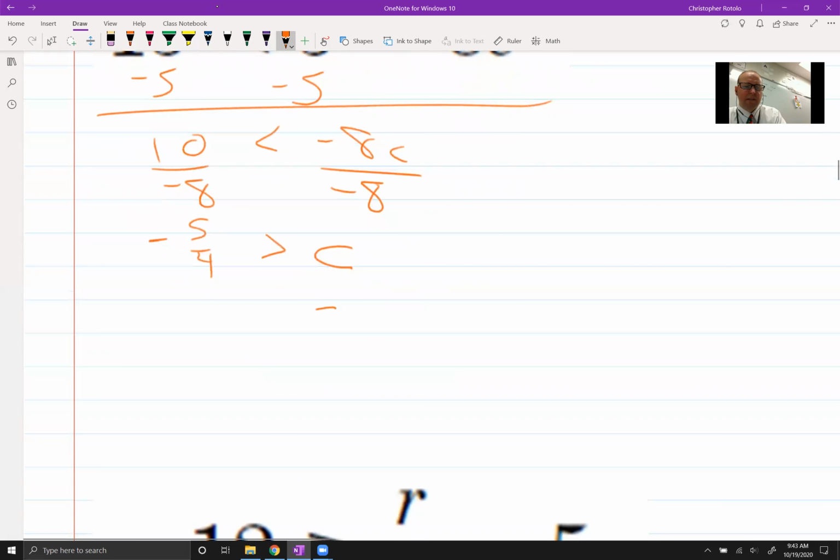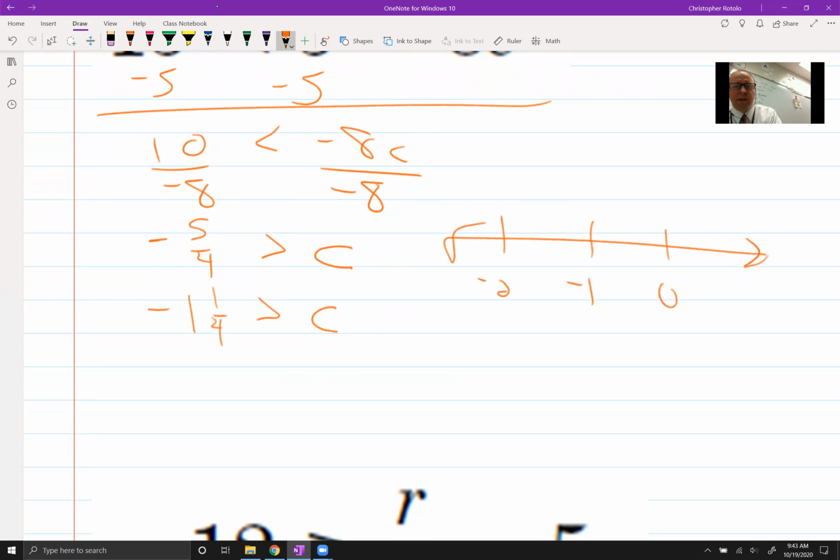Do I know where that is? Yeah, that's negative 1 and 1/4, right? Because it'll go in one time and left over. All right, so let's put that on the number line. 0, 1, 2. Negatives, of course. Open circle. Now this says c is less than. Okay, so less than is going to go this way.